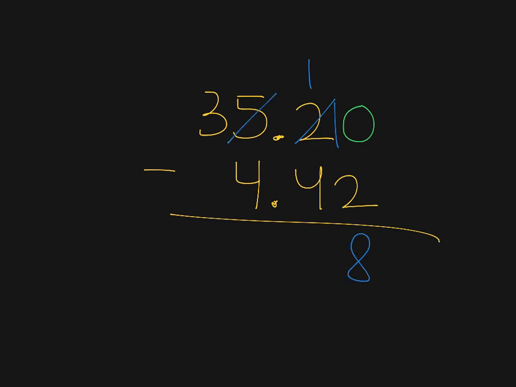I have to borrow again. This becomes 11 minus 4, which is going to be 7. My decimal goes straight down. 4 minus 4 is 0, and 3 minus nothing is 3. So it'll be 30 and 78 hundredths.